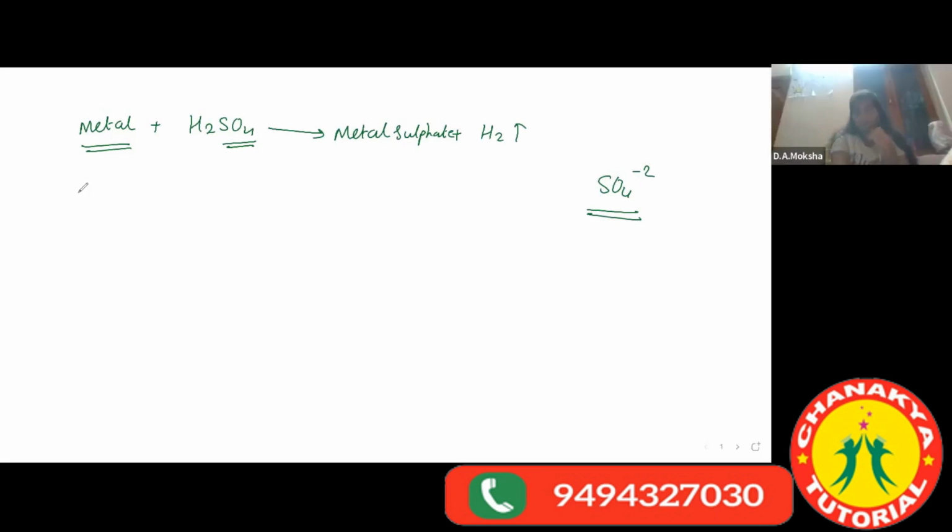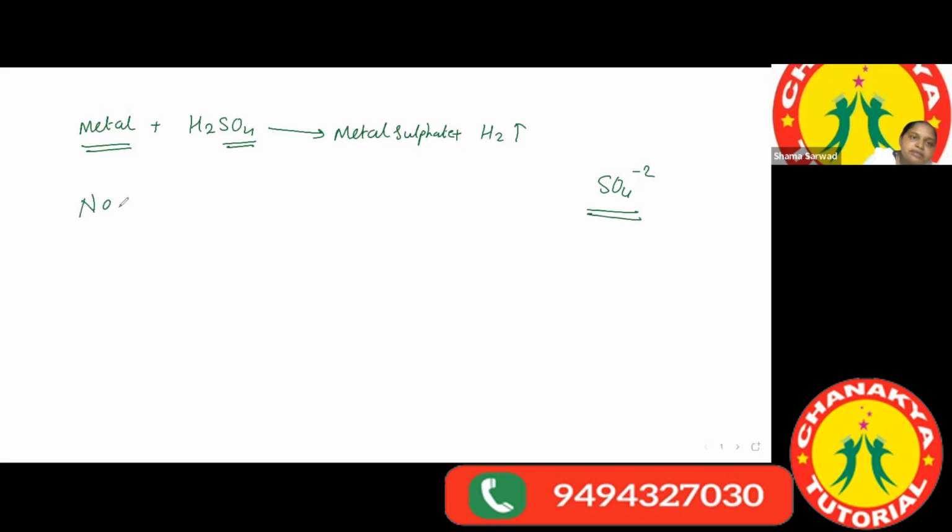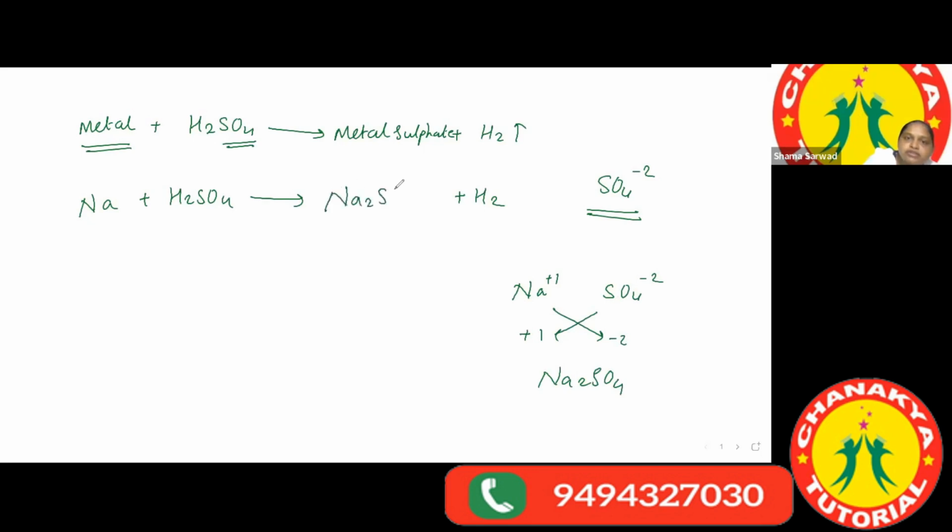Any example if we have to see, suppose sodium Na plus H2SO4, right? Hydrogen gas would be released. Sodium valency I already gave you, that is +1. Sulfate is SO4 minus 2. +1, minus 2. Sodium will multiply by 2, it becomes Na2, and sulfate will multiply by 1. So your sodium sulfate formula would be Na2SO4. If you don't know, you can still frame it if you know the valencies. Clear?